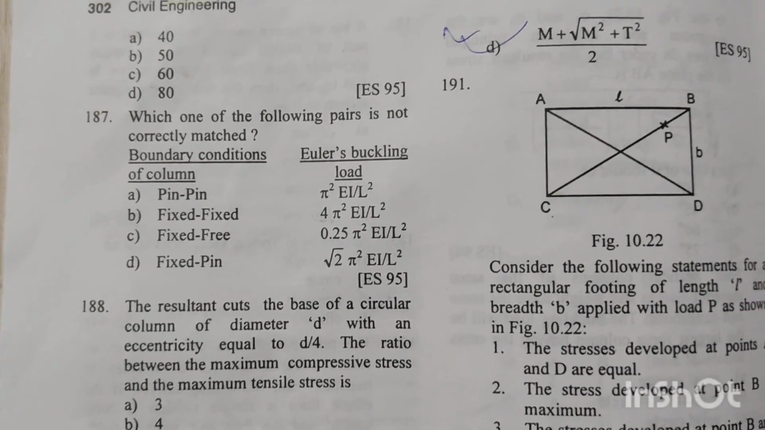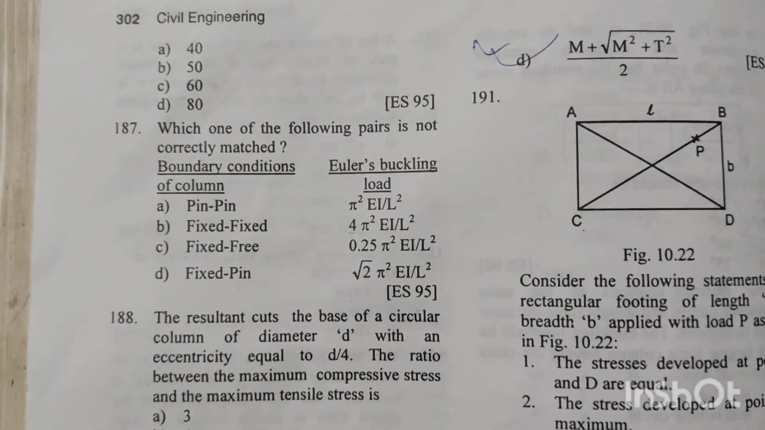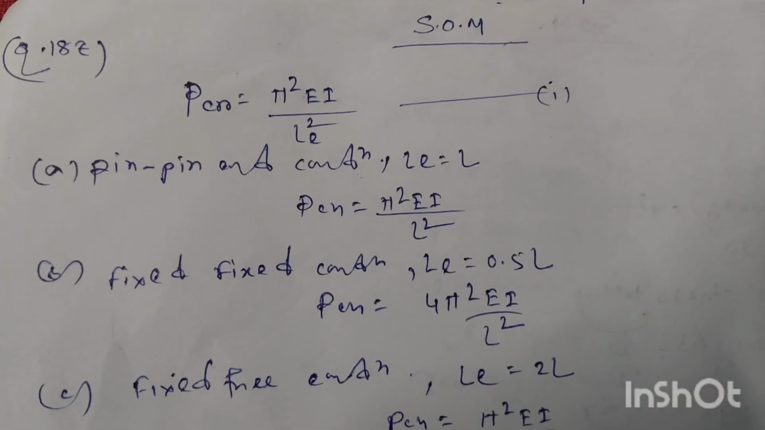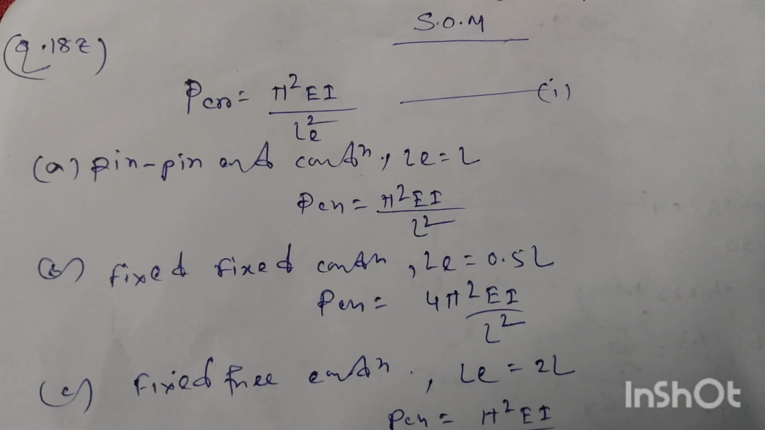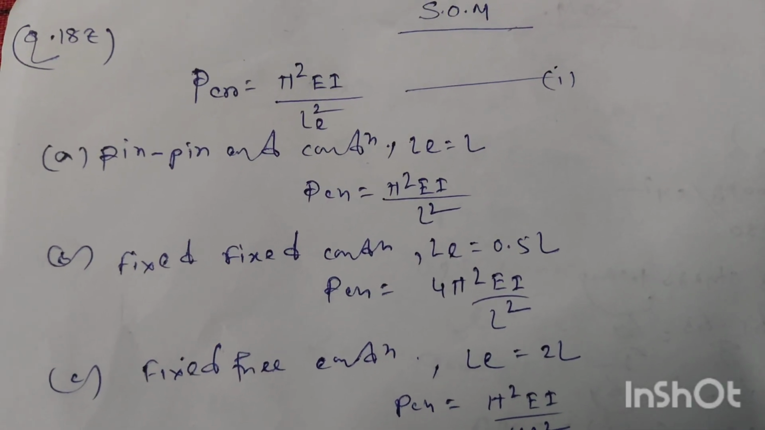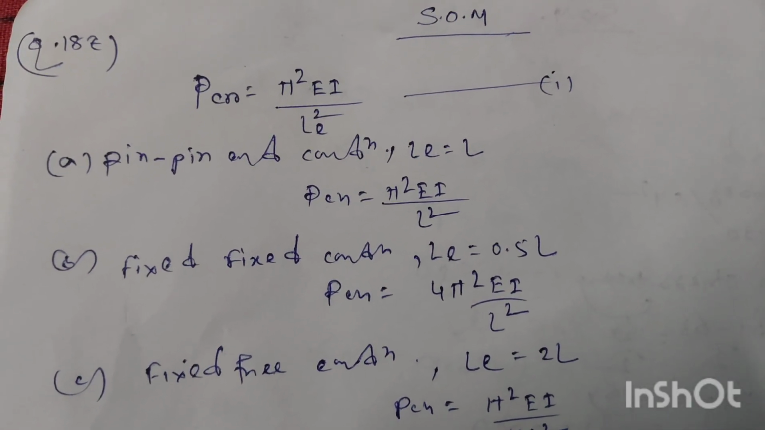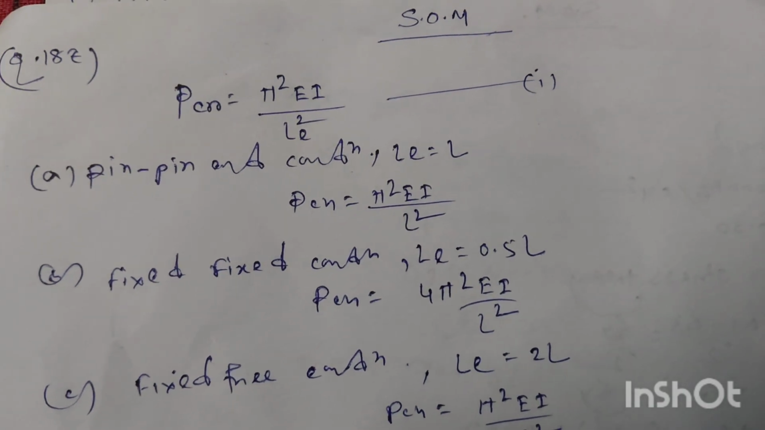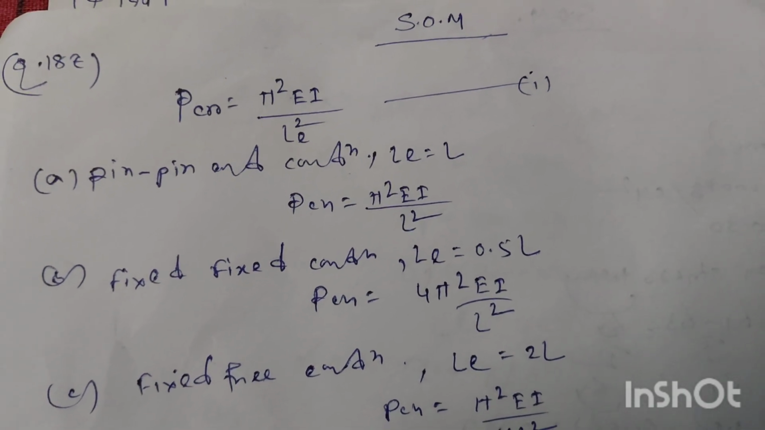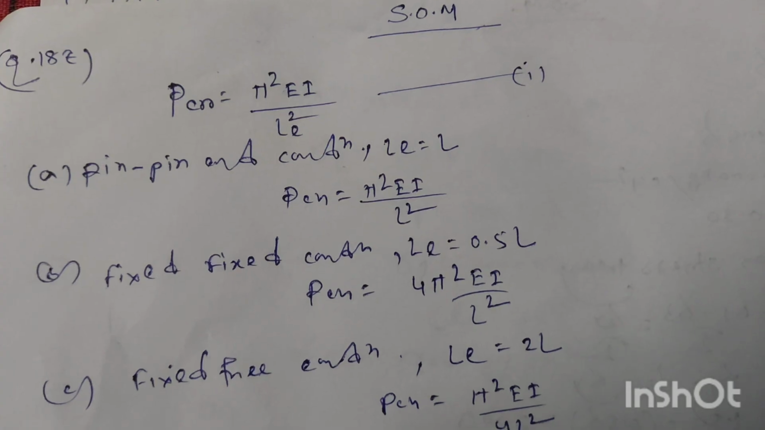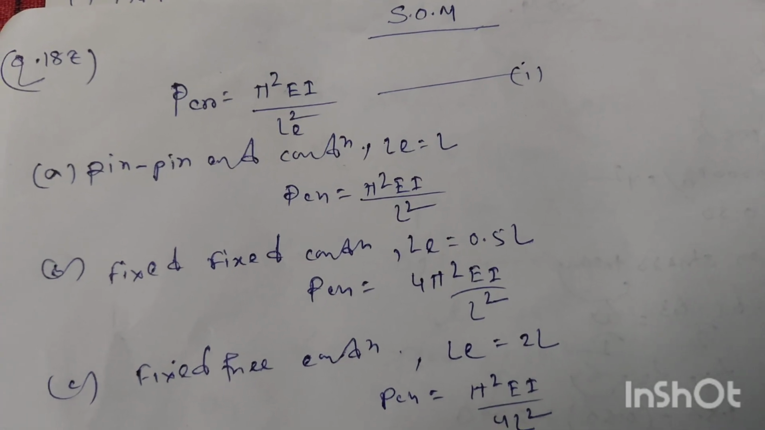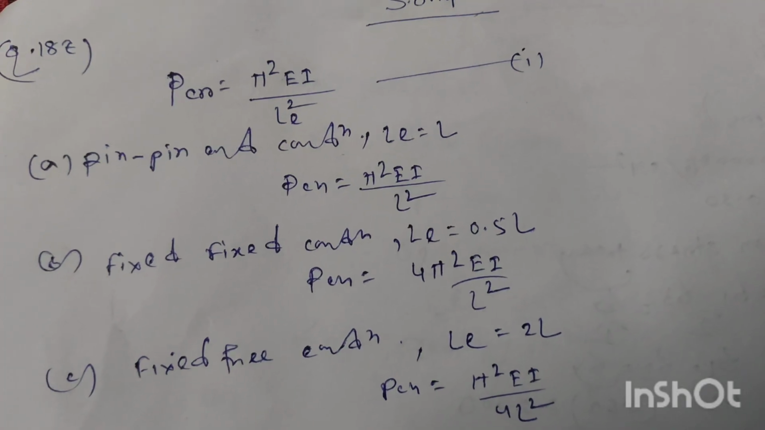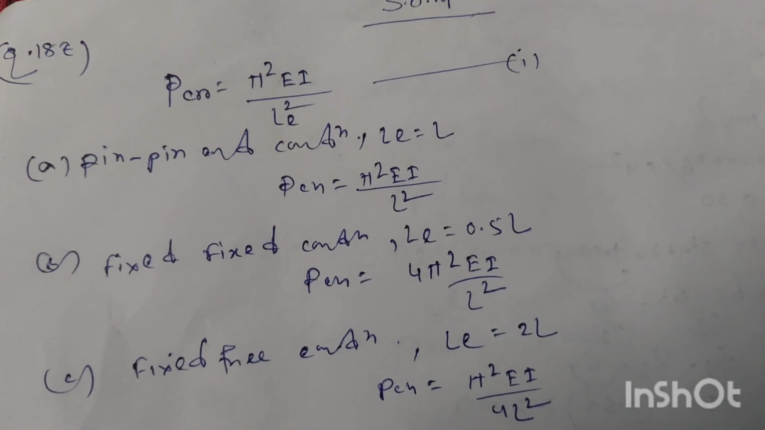Question number 187. Which one of the following pairs is not correctly matched? We know the formula for crippling load PCR by Euler's is equal to pi square EI by L square, and for pin end column condition, effective length LE is equal to L. So the crippling load PCR will be equal to pi square EI by L square. Now if the column is fixed end condition, then effective length will be equal to 0.5 L. So the crippling load PCR will be equal to 4 pi square EI by L square.